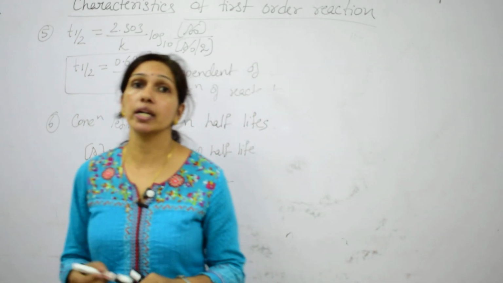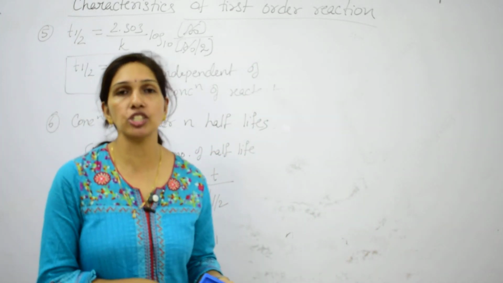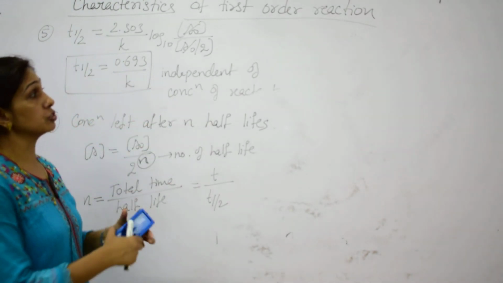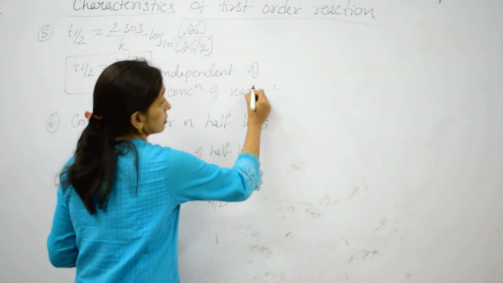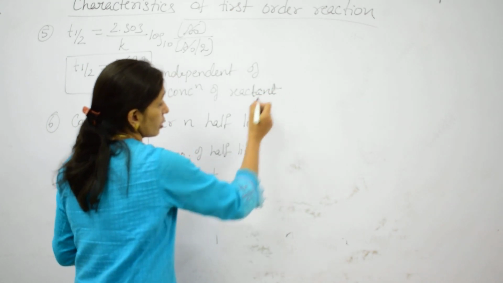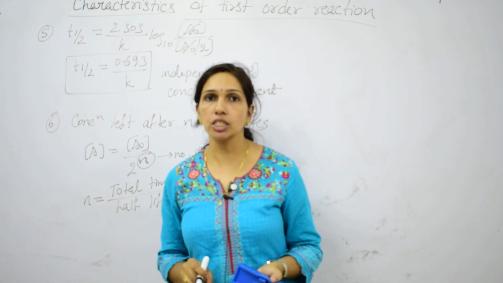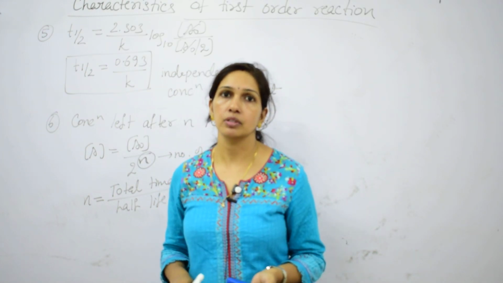So, first order kinetics is an exponential process where the half-life does not depend upon the concentration of reactant, and the unit of rate constant is time inverse. Thank you.